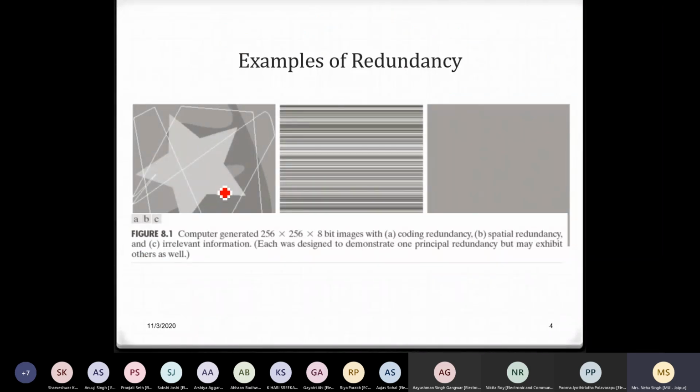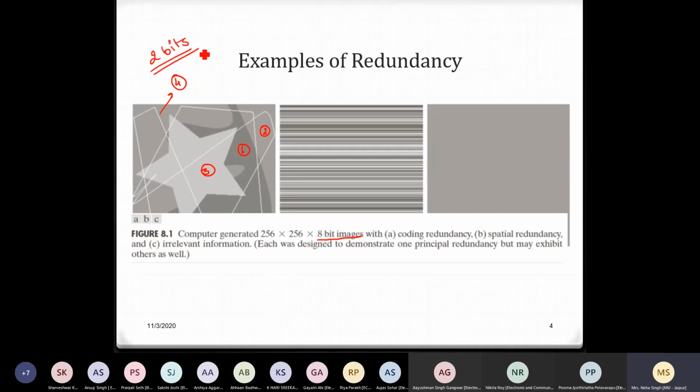This is an image where I have a 256 cross 256 image. Each pixel is represented with 8 bits, but here I have only a fixed number of gray levels. I have only 4 gray levels. Say this is the first gray level, the second, the third, and the fourth one is the gray level which represents this line. So though I have used 8 bits per pixel, I have only 4 gray levels. So I should have worked with only 2 bits.